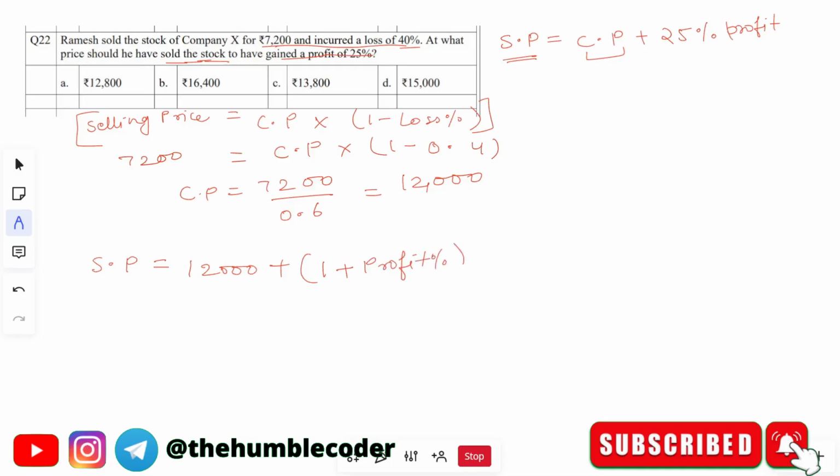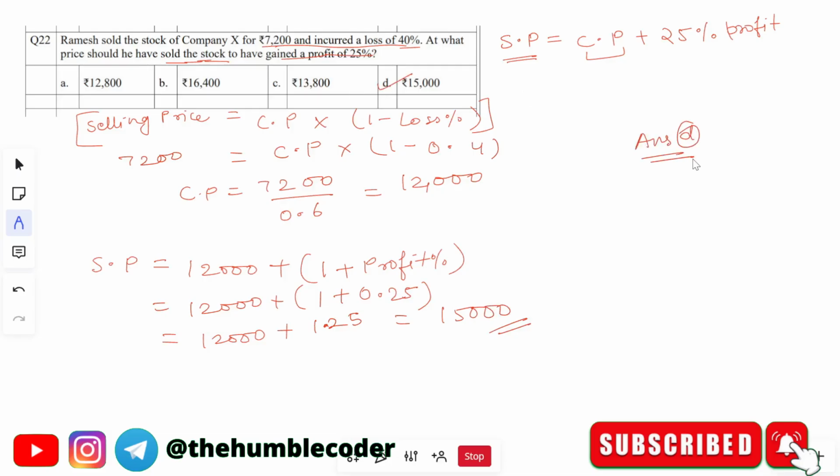Because I told you, right, whenever we have selling price, this is the formula. If we incur a loss, then we do 1 minus loss percent, and if we have a profit, then we do 1 plus profit percent. And why 1? Because we consider that 1 is the total, right? So let's substitute the values here. 12,000 times 1 plus 0.25. Why 0.25? Because it is 25 percent. So solving this will give us 12,000 times 1.25, okay, which will be equal to 15,000. Hope you have got the answer. So the correct answer in this case is option D, which is 15,000.